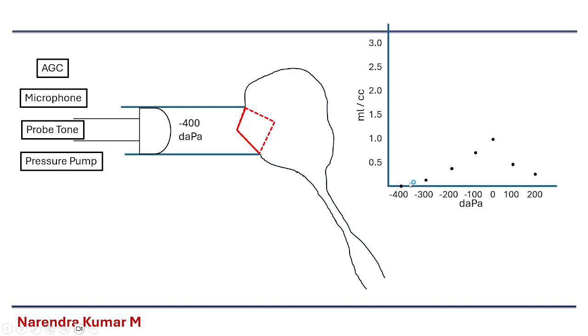Now all these data points, how much sound is being admitted into the middle ear, are plotted with respect to the different pressure levels in the ear canal. Now these data points are interpolated to get the tympanogram. Based on the parameters of this tympanogram, the peak pressure, the static compliance, and the ear canal volume, we can detect various middle ear pathologies.